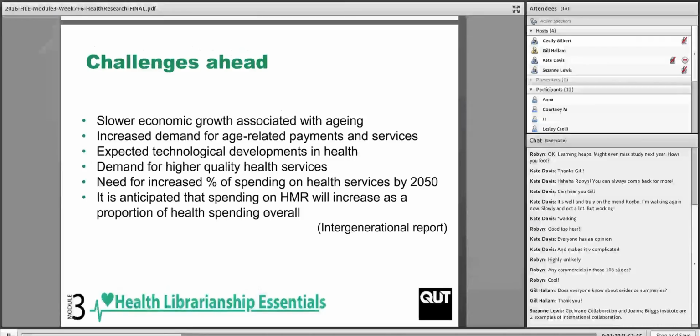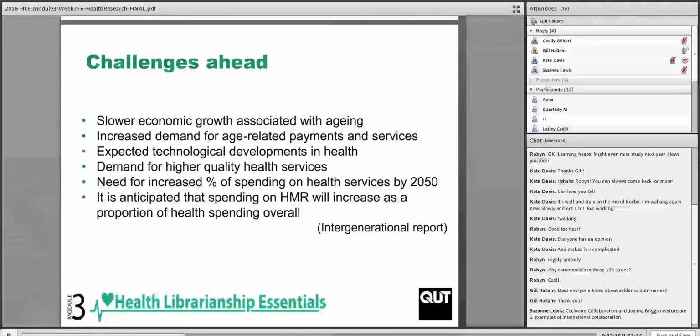Nevertheless, there's lots of challenges, and you'll probably be aware of this if you are aware of what the government discussions, political discussions are about. The fact that we are living longer is putting great pressure on revenue coming into the government, of course, and so slower economic growth is being predicted, but also then increased demand. So where does our tax dollar go if there continues to be increased demand for the services and funding for age-related services? However, at the same time, we are expecting immense developments in terms of the technology.